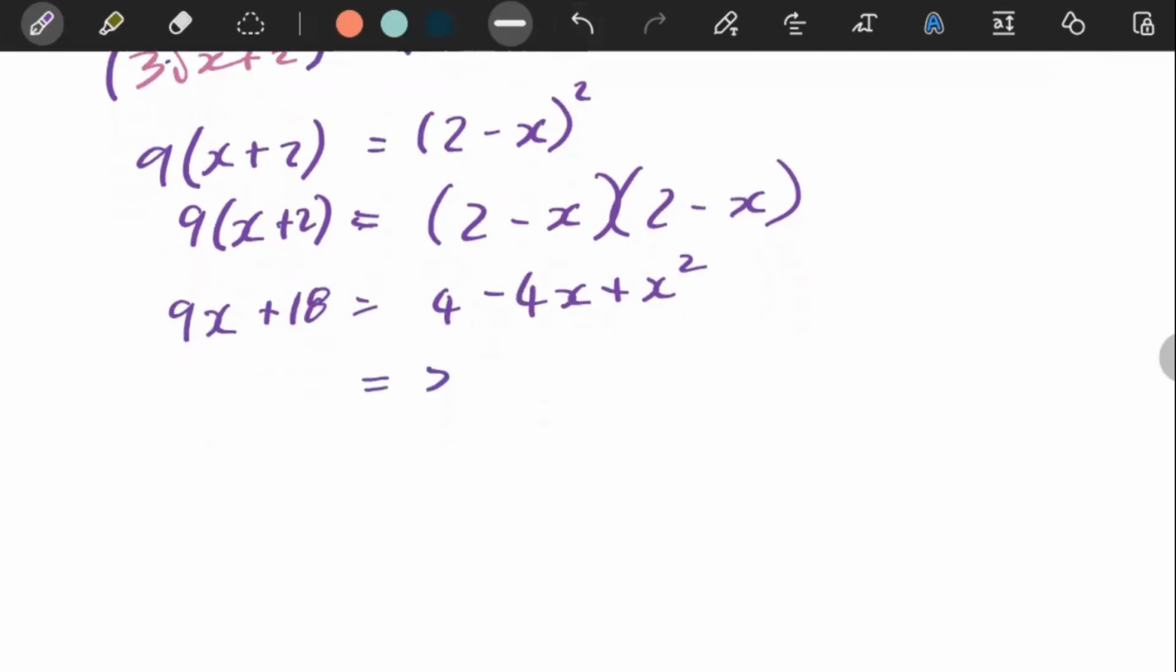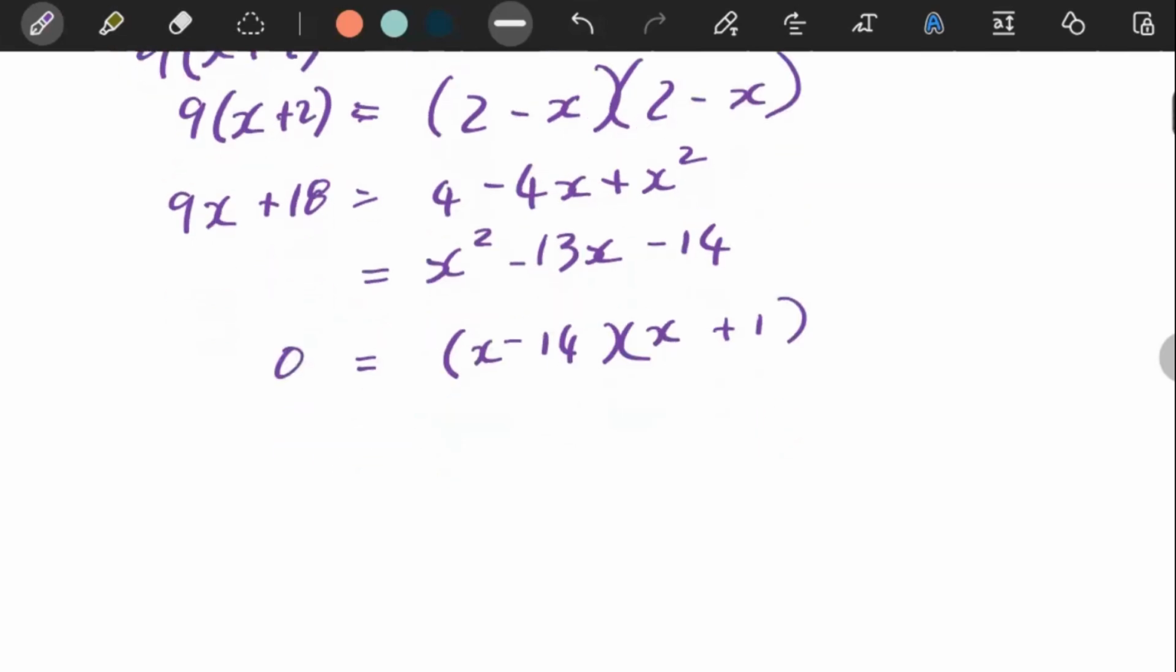Well, everything on one side, you're going to have x squared, -4 minus 9. That's going to give you -13. And then 4 minus 18, that's going to give you -14. Factors of 14 that give 13, it's definitely 14 and 1. To get a negative here, this one has to be a negative, this one a plus.